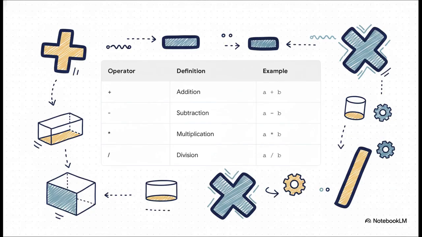Next up, we have operators. These are basically the tools you use to actually do things with the information in your variables. And for the most part, they're the same math symbols you've known forever. Plus, minus, multiply, divide. This is how you tell your program to do the work, like calculating an average score or simulating the electrical resistance in a virtual circuit.